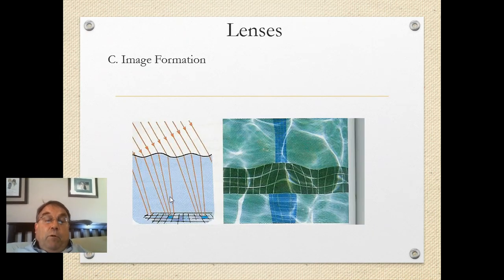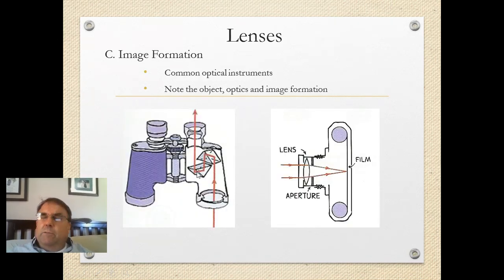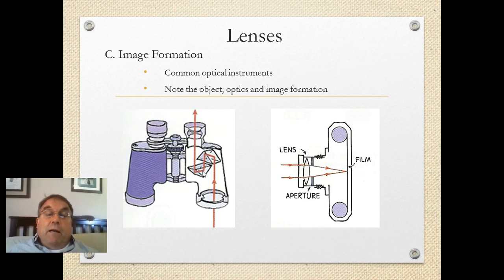Okay, so image formation. This pool water is actually giving this convoluted image formation. It's acting as a lens for the bottom of the pool. Binoculars, the way that they enlarge the object is to use convex lenses here and here, the eyepiece, and they use prisms to turn the image right side up. Otherwise, the image would be upside down and backwards.